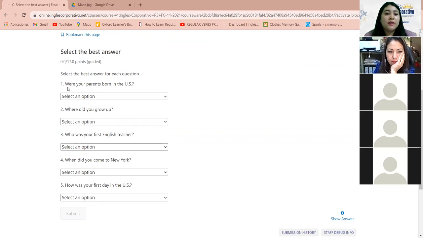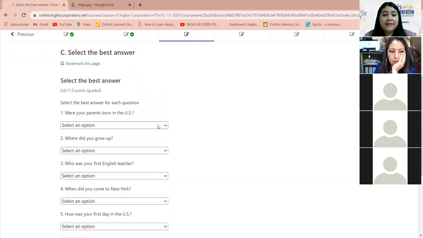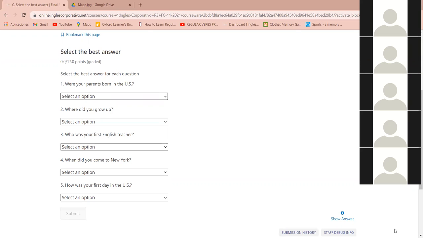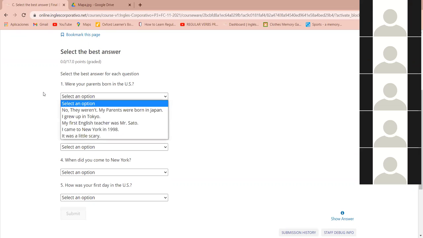So let's go for this one. Select the best answer. Were your parents born in the US? Basically, aquí lo que tienen que hacer es seleccionar la respuesta correcta, all right? So notice, si notan esto, aquí estamos comenzando con verb to be, right? Verb to be in past. Were your parents born in the US? So what do you think is the correct answer, Fatima? Disculpe. ¿Cuál cree que sea la respuesta correcta aquí, Fatima? Entre estas.